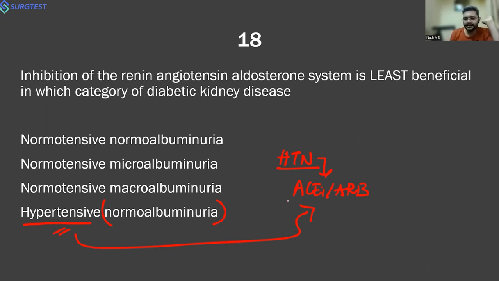It is there in guidelines. This is the first choice antihypertensive in a diabetic, even if there is no proteinuria. And whenever there is proteinuria, then there is no doubt.